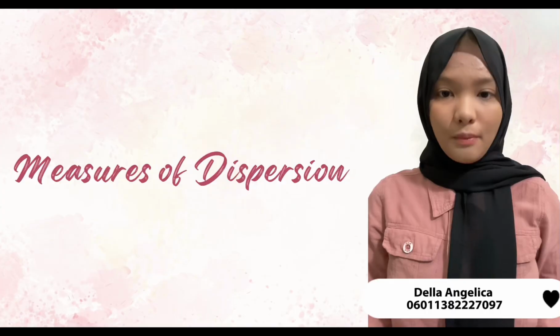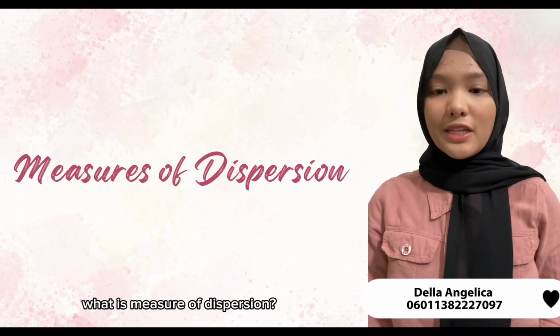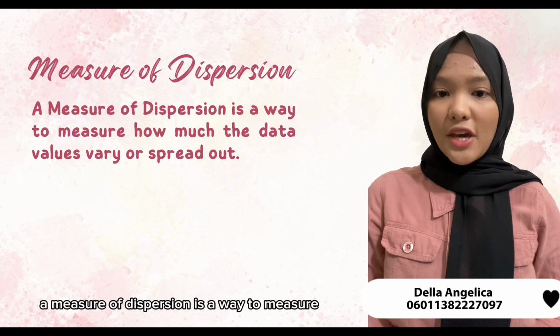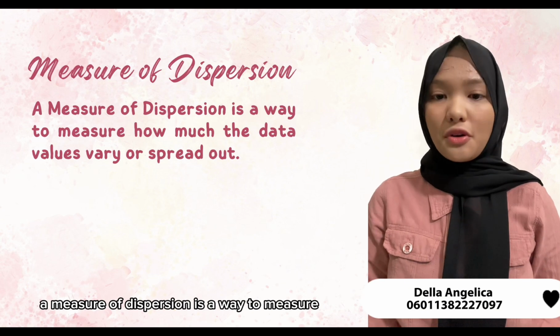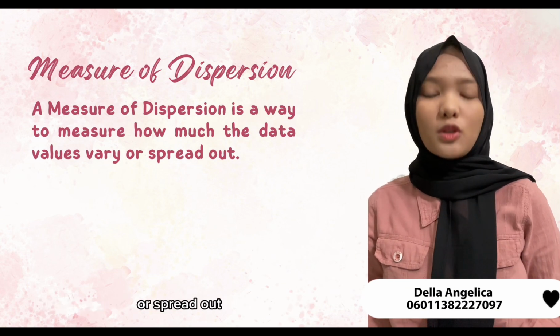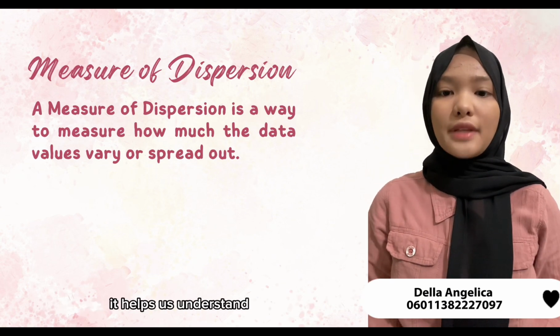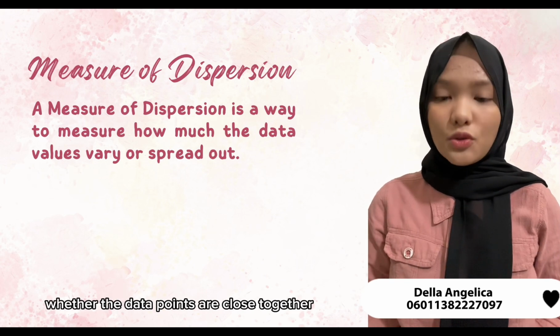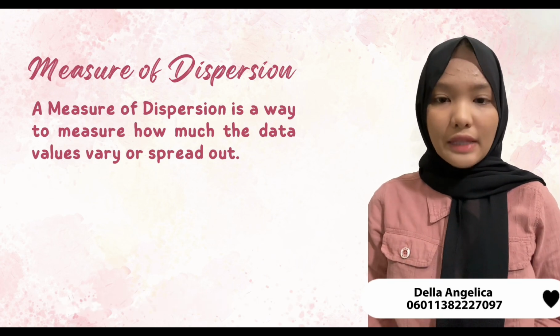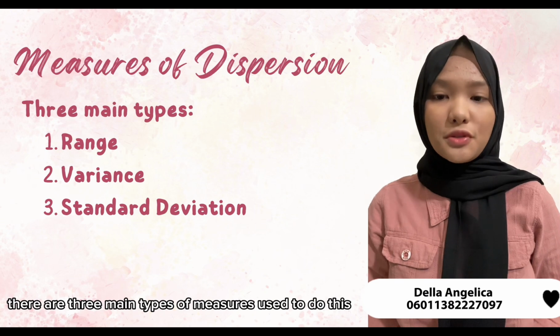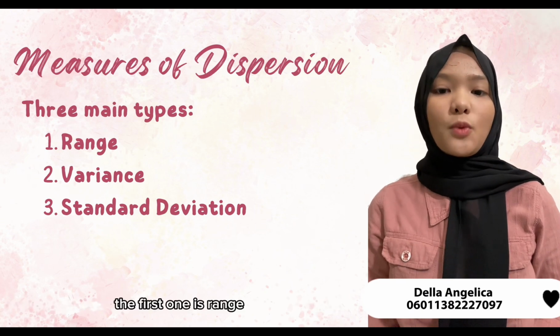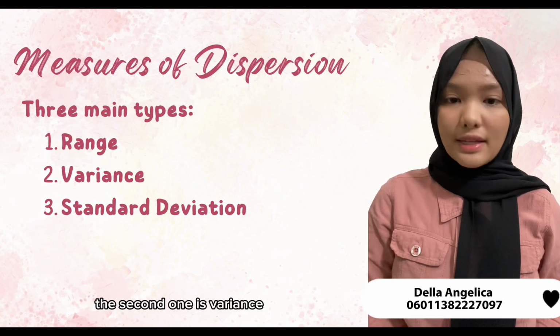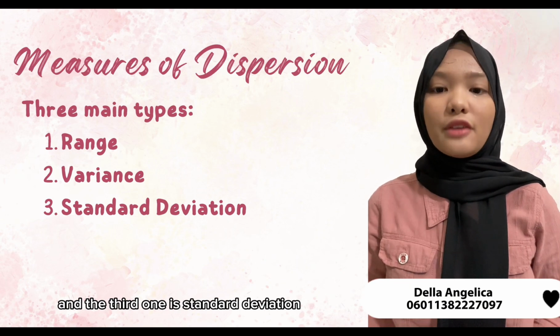Let's get started. Measures of dispersion. What is measure of dispersion? A measure of dispersion is a way to measure how much the data values vary or spread out. It helps us understand whether the data points are close together or far apart. There are three main types of measures used to do this. The first one is range, the second one is variance, and the third one is standard deviation.